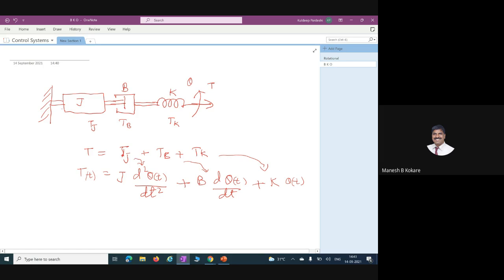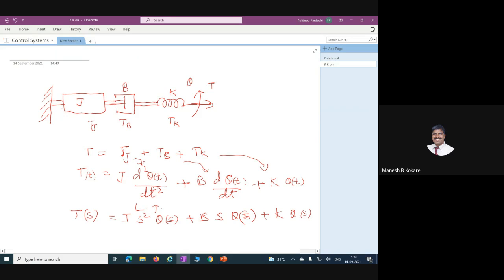If you take the Laplace transform on both sides, what will it be? T(S) is equal to J into, what is the Laplace transform of d2 by dt square? That is equal to S square. What is the Laplace transform of theta(t)? That is theta(S), plus B will be as it is. What is the Laplace transform of d by dt? That is equal to S, and then theta(S) will be there, plus k into theta(S).